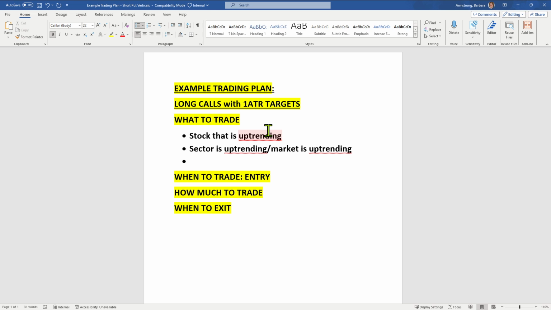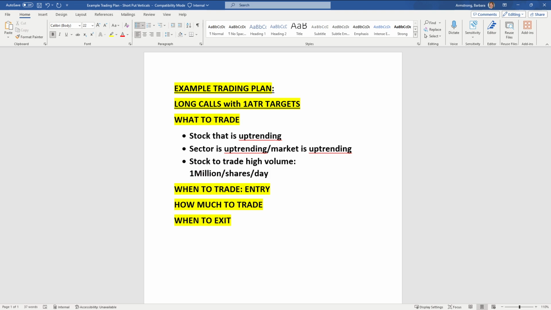In addition, you may say, not only do I want the stock to be uptrending, I want the stock to trade high volumes. And how do you define high volume? Well, you might define that as 1 million shares a day or more. And some people might say 5 million shares a day. That's totally up to you.